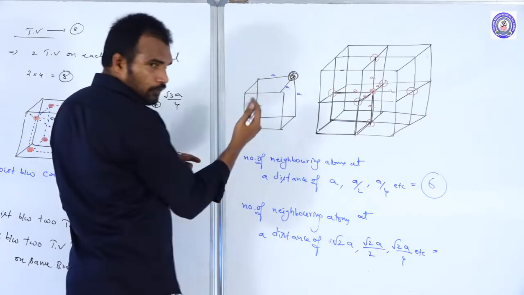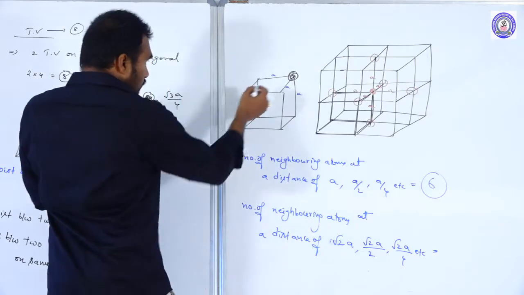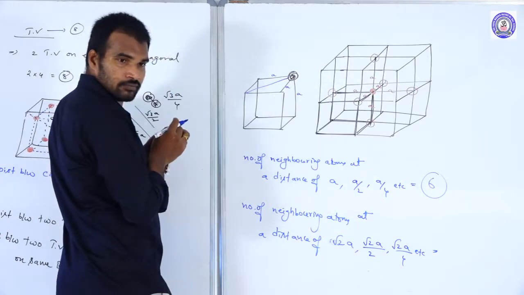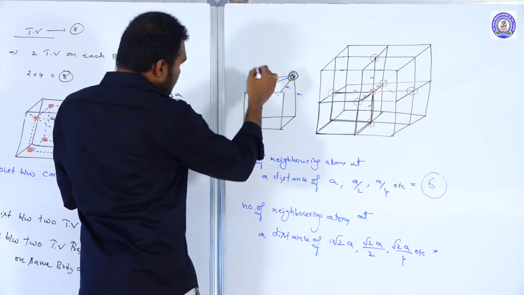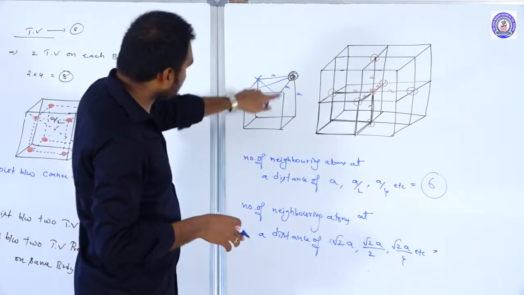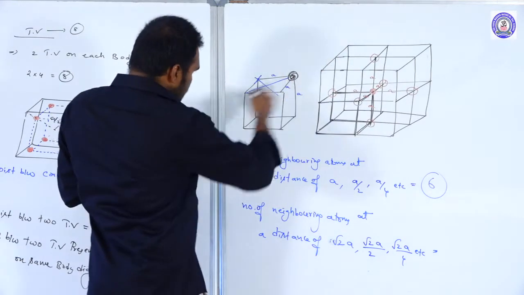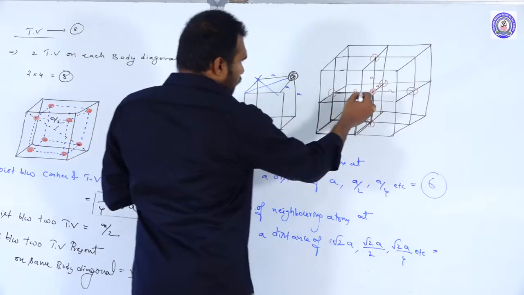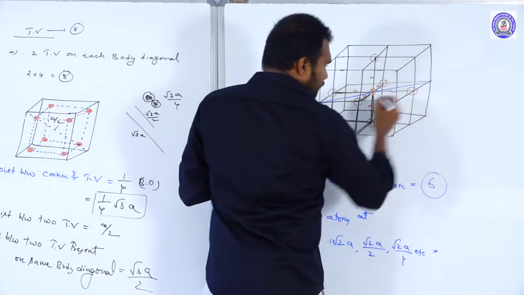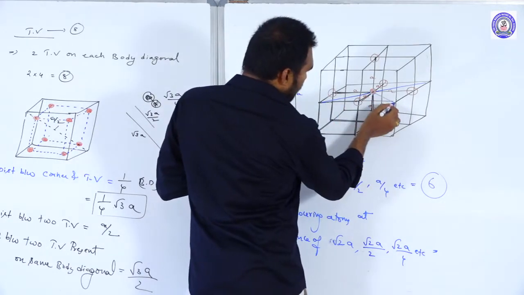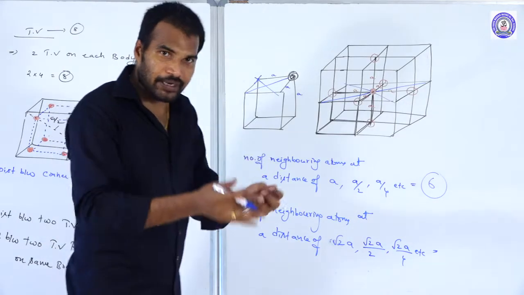So for this cube, you just take this. For this cube, this is one face diagonal and this is another face diagonal. But this other face diagonal I am not considering. Why? Because to this face diagonal atom is not there. Understood? So in this plane, this is one, this is another one, and this is another one, and this is another one. Total how many? 4 in one plane.